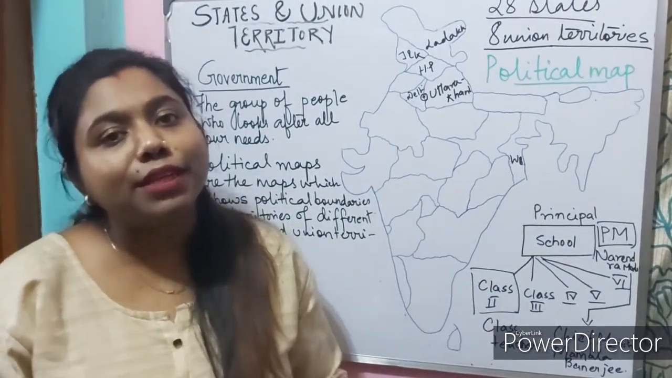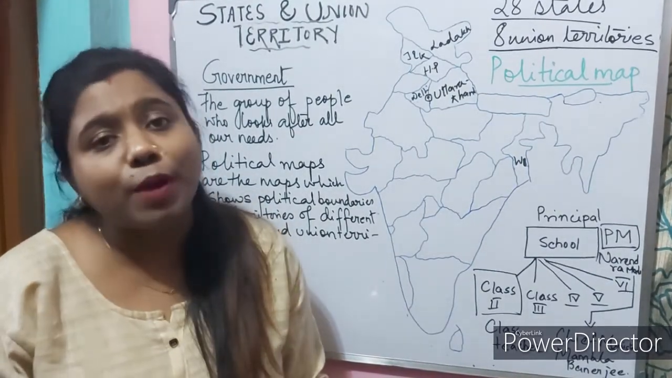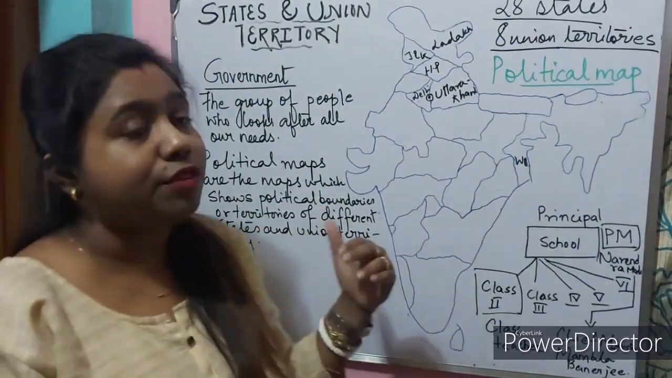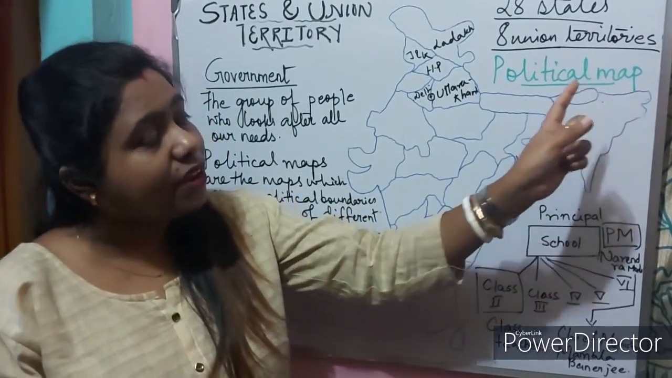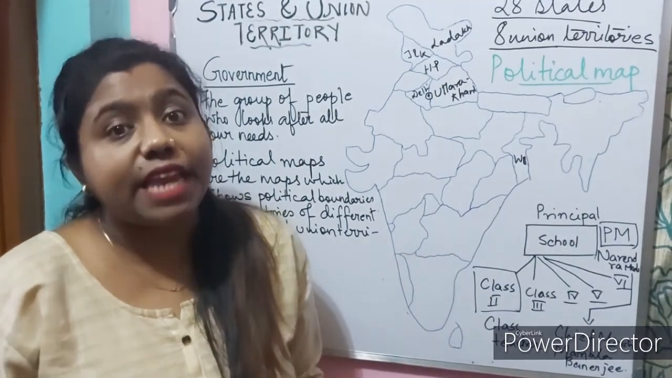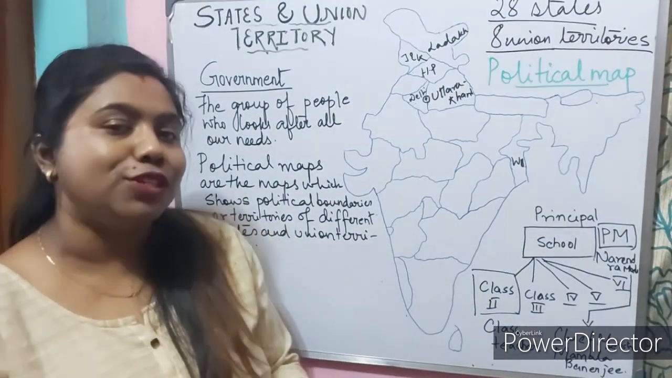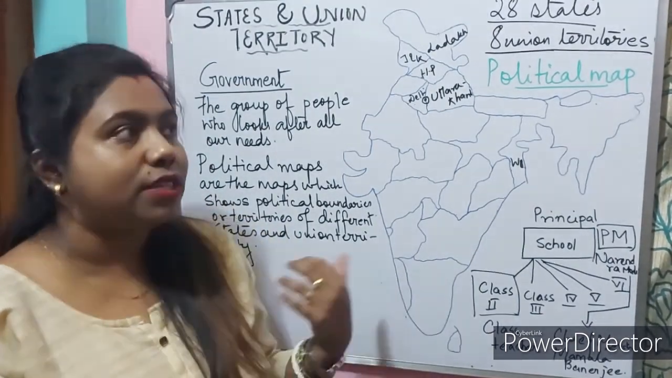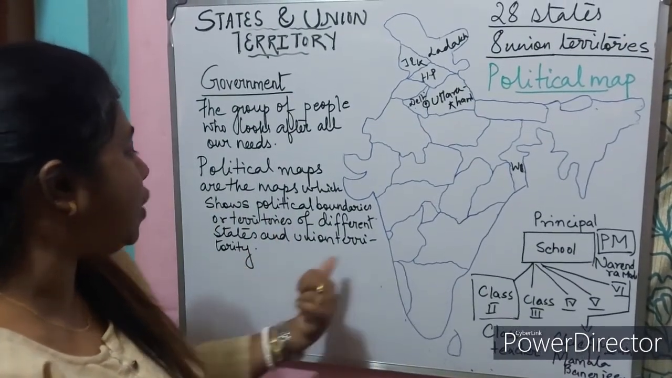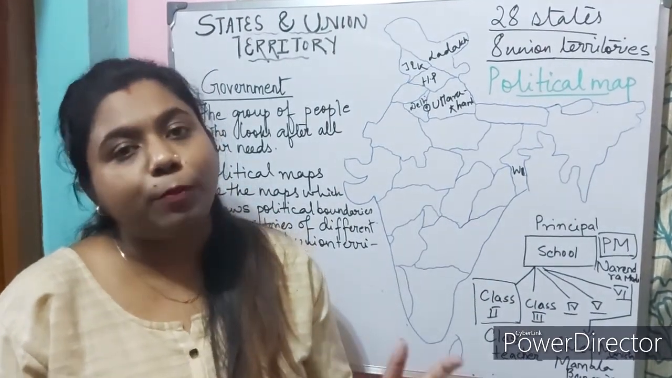So what we learned in this video, we learned about the physical features of our country India, we learned about the physical map, we learned about the government, types of government, difference between state and union territories, who is the head of the government, who is the head of the central government, who is the head of the state government, and who is the head of the country, who is the head of the state. Also we understood about the political map. What is a political map? The map which shows political boundaries or territories of different states and union territories, like the political map of India. So with this, the chapter is completed.